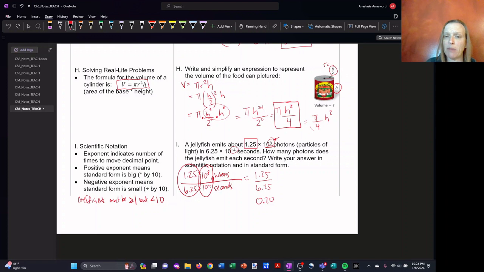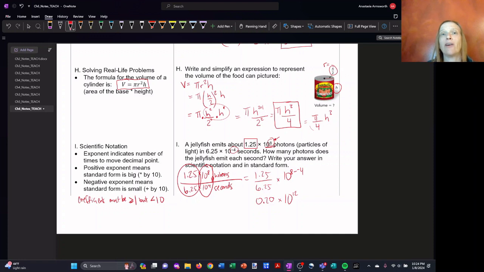We've got a division problem here. And when we divide exponents, we're going to do it as a subtraction problem. We're going to subtract those exponents. So we've got 8 minus negative 4. And so I had 0.2 as my coefficient, but my exponent here is going to be 10 to the 12th because 8 minus -4 equals 12.